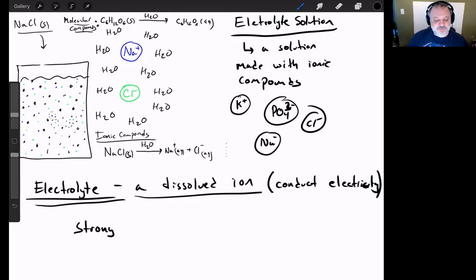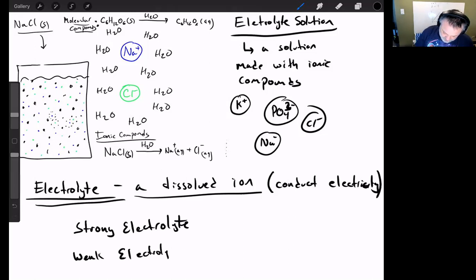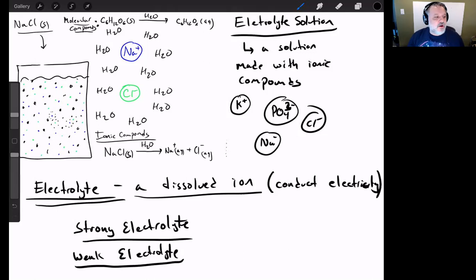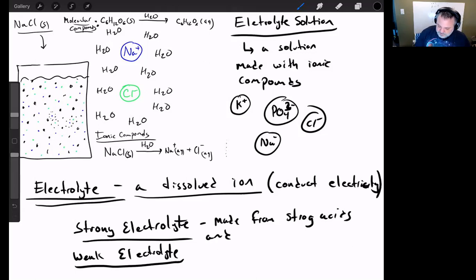All right. So let's move on from that point. I want to talk about strong electrolyte solutions and weak electrolyte solutions. And the words strong and weak really do refer to its ability to conduct electricity. A strong electrolyte solution is made from strong acids and soluble ionic compounds. Weak electrolytes are all other solutions.